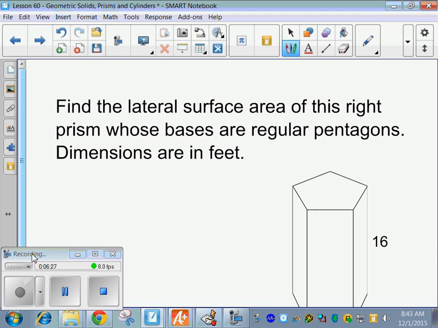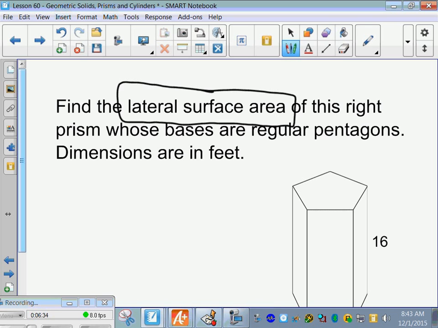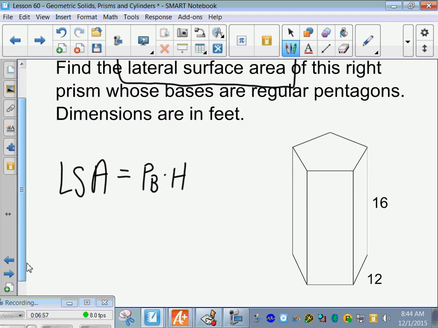Okay, find the lateral surface area. Last one was volume. This time we're finding lateral surface area. So LSA is equal to, what's the formula that you want to memorize for lateral surface area? Perimeter of the base times the height. All right. So find the lateral surface area of this right prism whose bases are regular pentagons. Dimensions are in feet. Go ahead and sketch that figure.